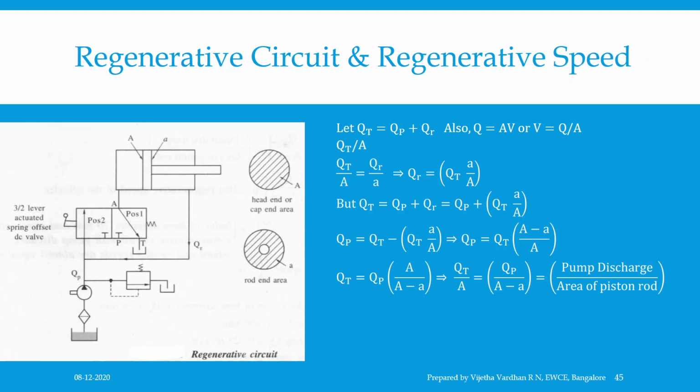Now, QT will be equal to QP into capital A by capital A minus small a, or it could be written as QT by A is equal to QP by capital A minus small a, which is nothing but the pump discharge divided by the area of the piston rod. This is the speed. That is, the speed will be QT by A, or it will be QP by A minus a, which is called the regenerative speed.